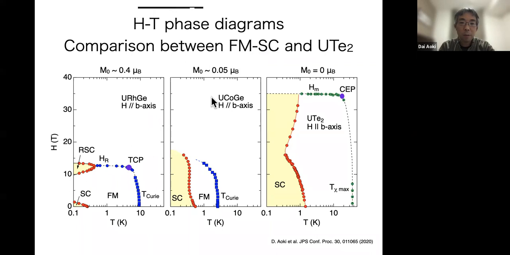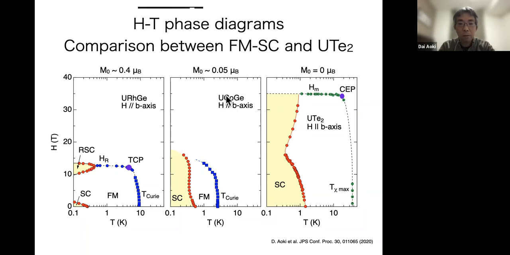So uranium rhodium germanium and uranium cobalt germanium, as I said, the ordered moment is 0.4 or 0.05 μB. And when we apply the magnetic field along the hard magnetization axis, the B axis, the Curie temperature is suppressed with field, and then the superconductivity is enhanced. Here it shows the reentrant superconductivity, and the TC at 12 Tesla is about 0.4 μB, but at zero field, the TC is only 0.25 Tesla, 25 Kelvin. So the superconductivity is really enhanced under magnetic field.